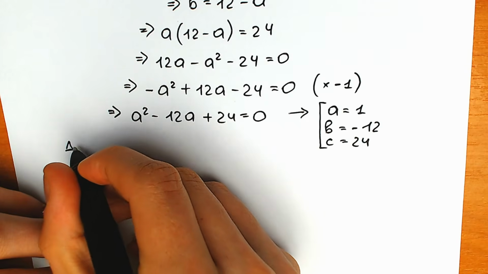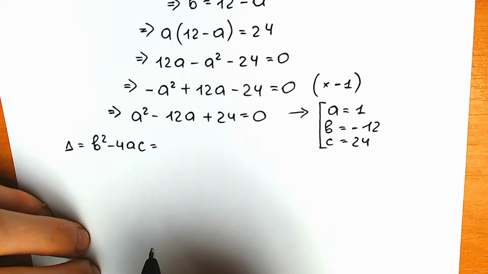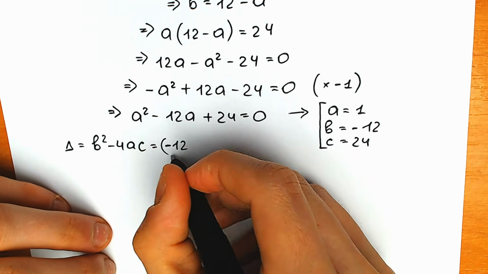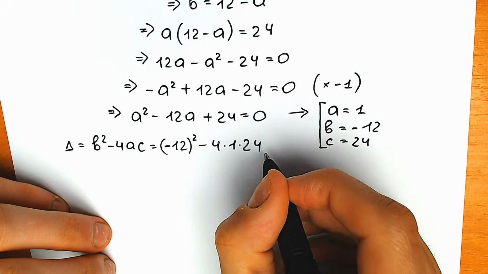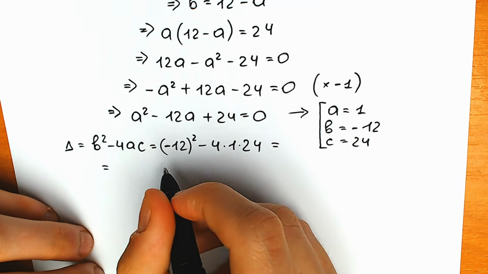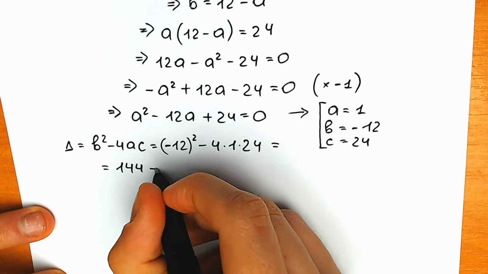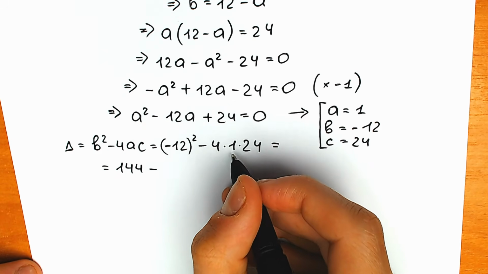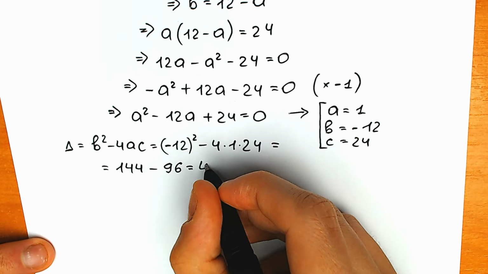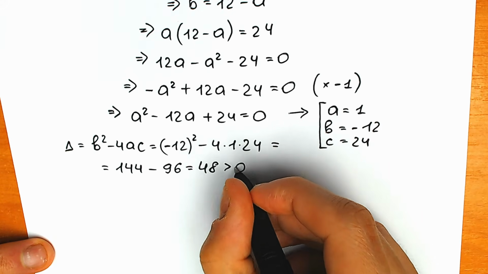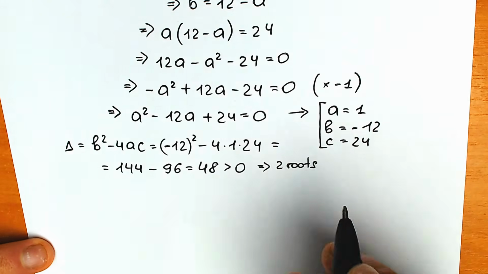I'm going to solve this real quick for the discriminant. So b squared minus 4ac, equal to minus 12 squared minus 4 times 1 times 24. So our discriminant is equal to minus 12 squared, which is 144, minus 4 times 24, which is 96. So our discriminant is equal to 48. It means the discriminant is positive. So right here we have two roots, two real number roots.